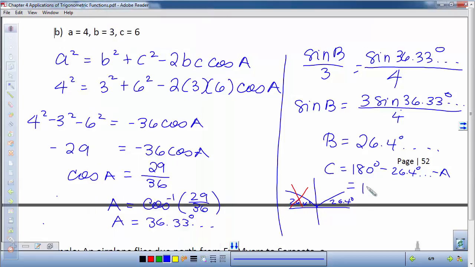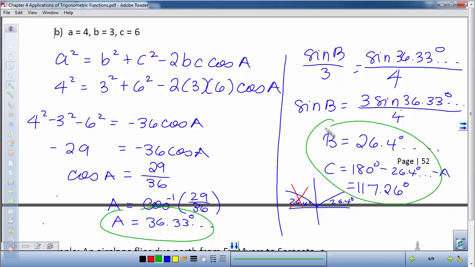117.26 degrees, we'll say. Okay, so we check to make sure that the largest angle is opposite the largest side. C is the largest side. The largest angle is C. Smallest side is B. That should be our smallest angle. That's the case. So we found all of our solutions, A, B, and C.